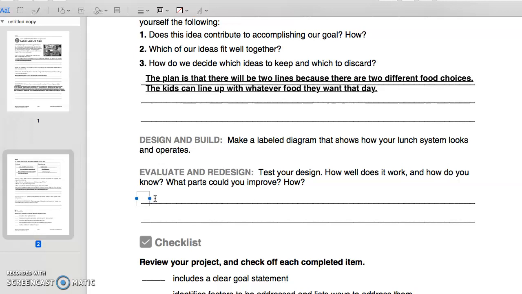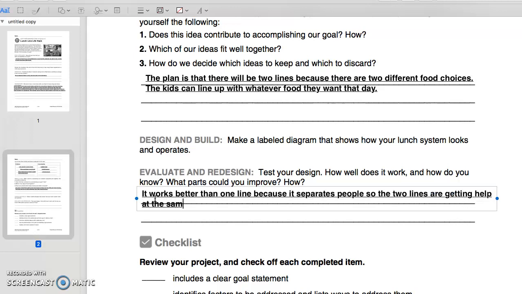Test your design. How does it work? How do you know? It works better than one line because it separates people. So the 2 lines are getting help at the same time. That is moving twice as fast because 2 students are being helped instead of one.